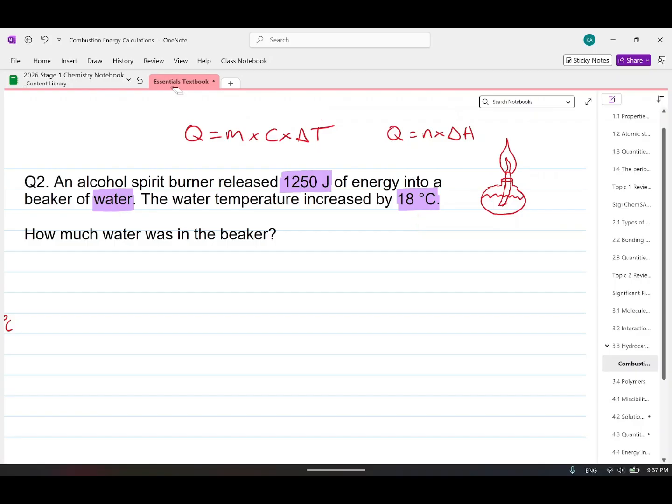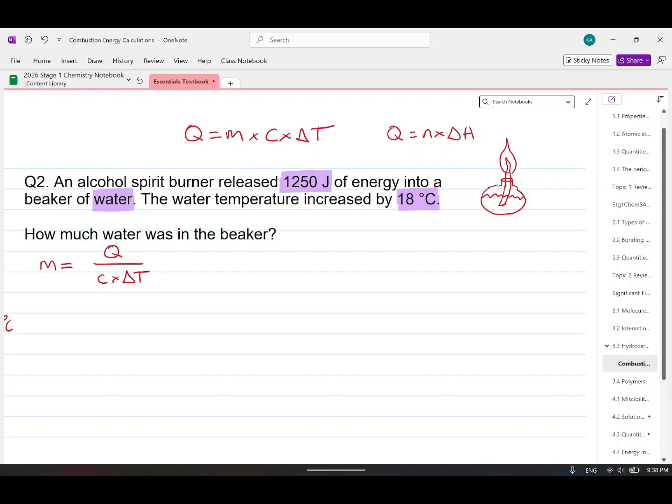So it's all bits of evidence to suggest that we're looking at that first equation. Specifically, we want to figure out what M is, how much water. We can talk about the mass of water as well as the volume of water. Remember, they are equivalent. Regardless, we're going to try and find M. So the first thing you need to do is rearrange this equation: M equals Q divided by C times delta T. And hopefully we have each of these quantities.